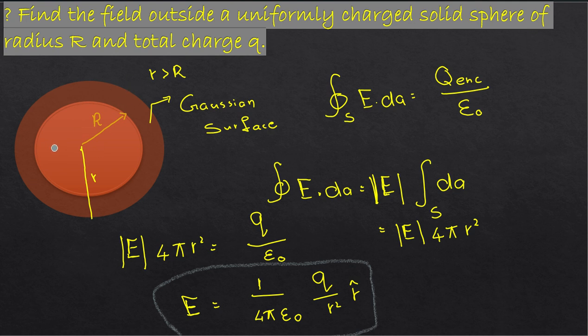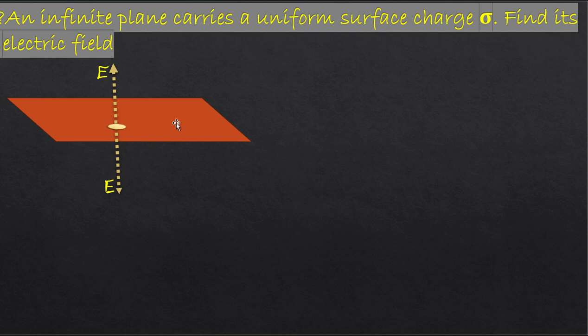So we can see that this whole sphere acts like a point charge when we consider the electric field outside the sphere. So next question, we have to find the electric field due to a plane. It's an infinite plane carrying a uniform surface charge sigma. We have to find its electric field, the electric field due to this uniformly charged plane.